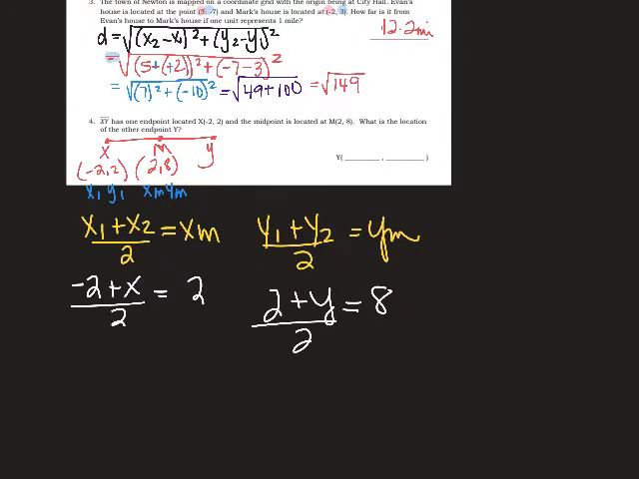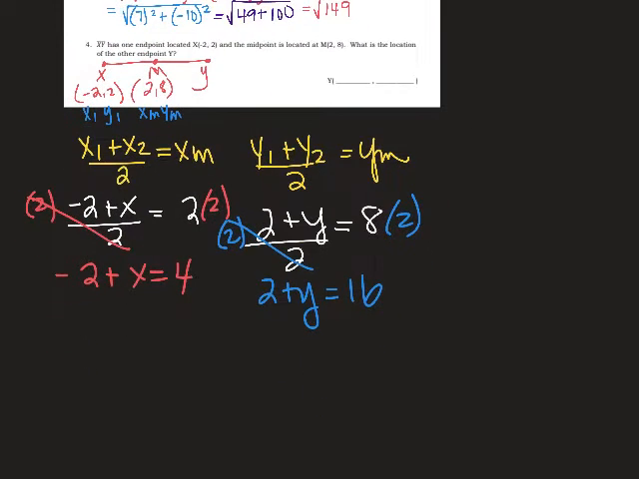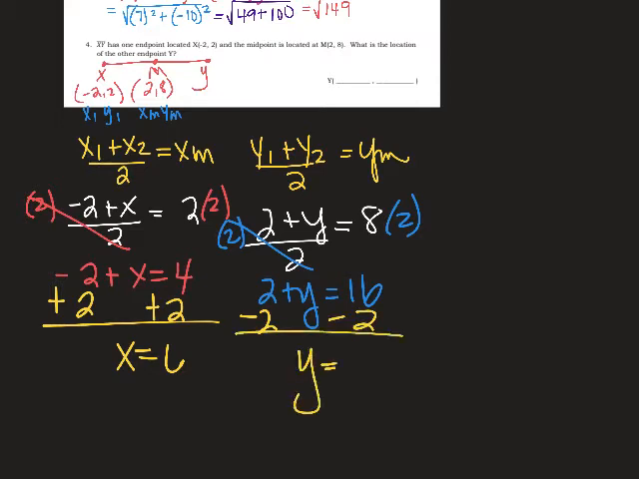All right, so how do I get rid of a 2 when I'm dividing? What's the opposite of dividing? Multiply. Multiply both sides by 2. The 2's cancel out. You're left with negative 2 plus x equals 4. Let's do the same thing on the other side. I'm going to multiply both sides by 2. 2's cancel out. 2 plus y equals 16. So the last step for both of them is just to subtract. How do I get rid of that minus 2? Add the 2 to both sides. 4 plus 2 is 6. Subtract 2 from both sides here, and your y is equal to 14. Your point is at 6, 14.